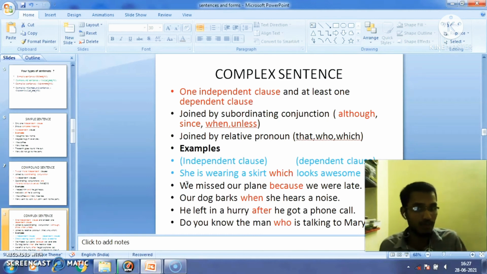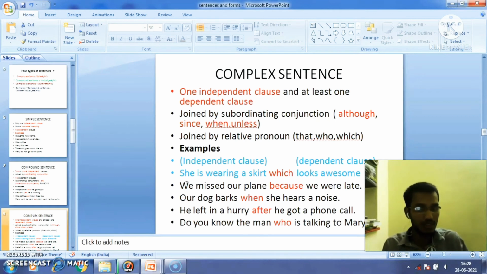It is also joined by relative pronouns. What are they? That, who, which. So these are the relative pronouns. For example, she is wearing a skirt. It is an independent clause. Which looks awesome is a dependent clause.